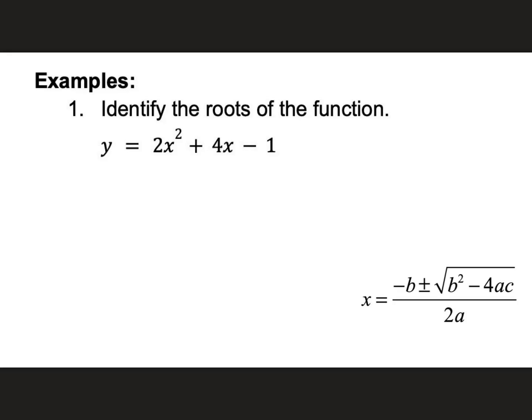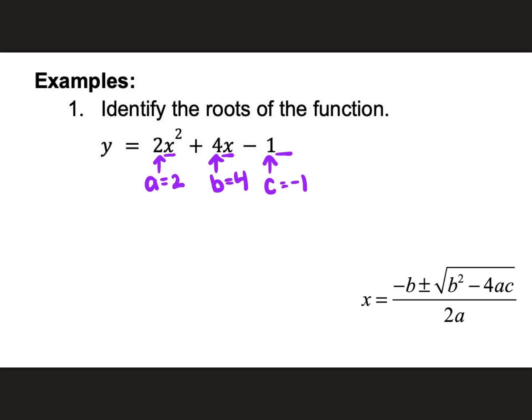For our first example, we're going to identify the roots of the function. We can see that on the x values, it goes from highest power down to lowest, so it is in standard form. We're going to start by labeling a, b, and c. A is the coefficient with the x squared, so in this case it's a 2. B is the coefficient with x, which is a 4, and c is the constant. Since it's subtracting 1, c is a -1.